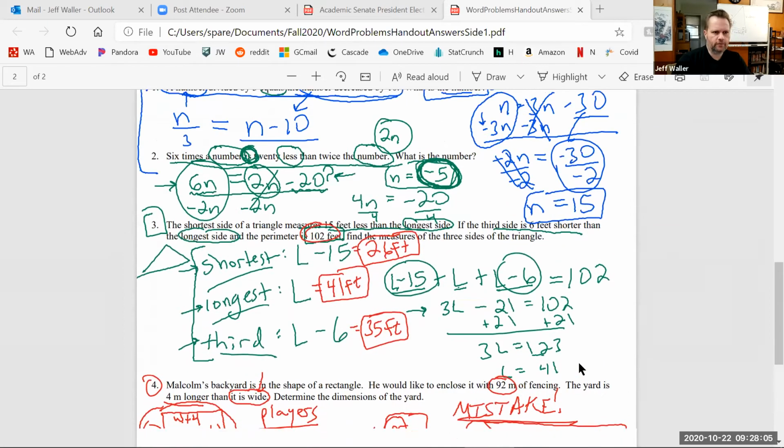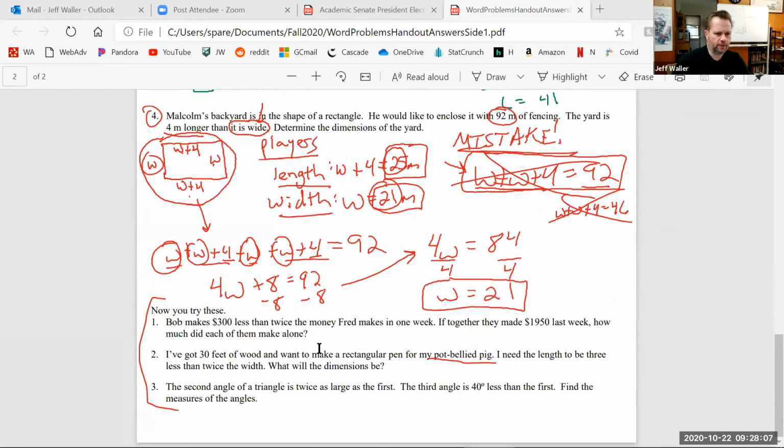So let's do this. Before we get into brand new stuff, I don't know if anybody tried these, but try number 1 here, the one about Bob and Fred. Good old Bob and Fred. So don't forget, the first step is, in English, what are the players in the problem?